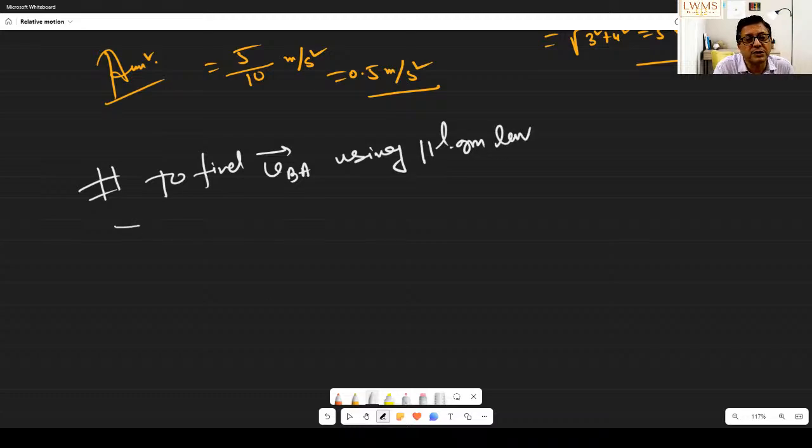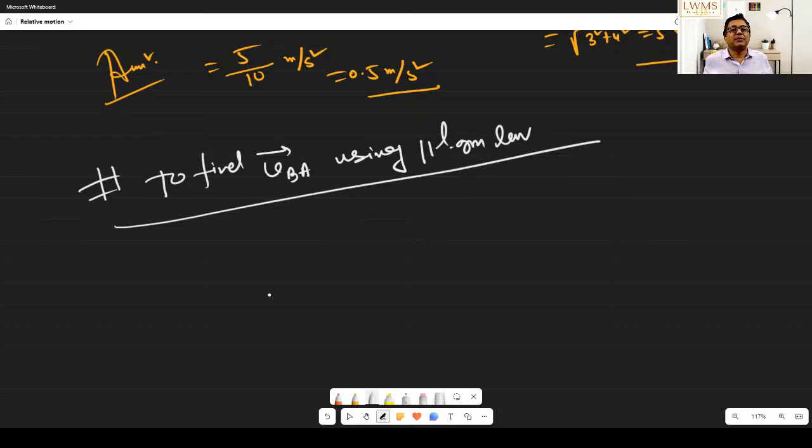This is important. This you must remember. To find VBA using parallelogram law, one very important thing I would like to tell you.